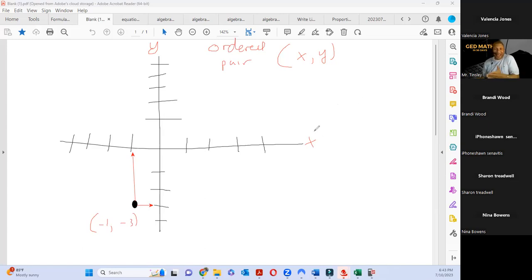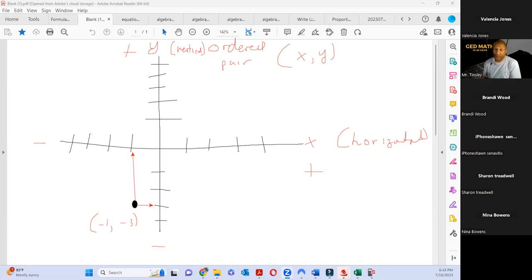So the x-axis is your horizontal axis. Your y-axis is your vertical axis. This is your plus side. This is your minus side. This is your plus side. This is your negative side. Okay? So remember, up and to the right is positive, left and down is negative.